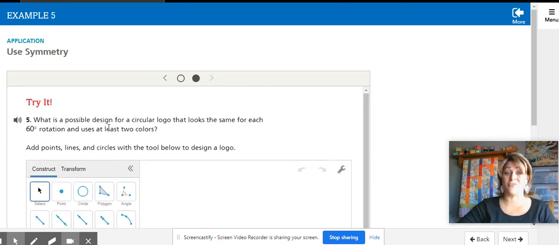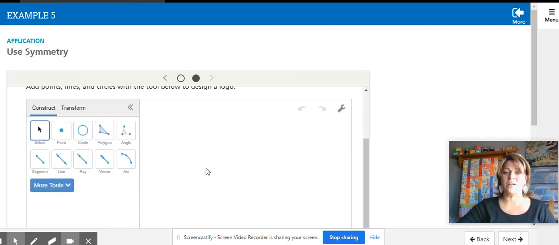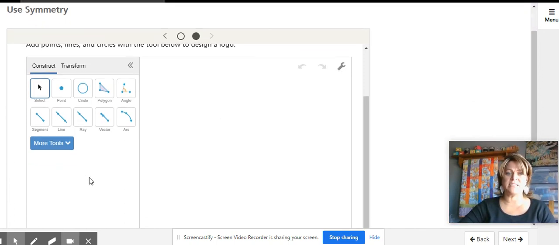Here you're going to actually try it. What is a possible design for a circular logo that looks the same for each 60-degree rotation and uses at least 2 colors? So this one requires a lot more time. Talk to your teacher and see if they want you to actually design that, but it's kind of fun to work with these tools and see if you can actually design something.